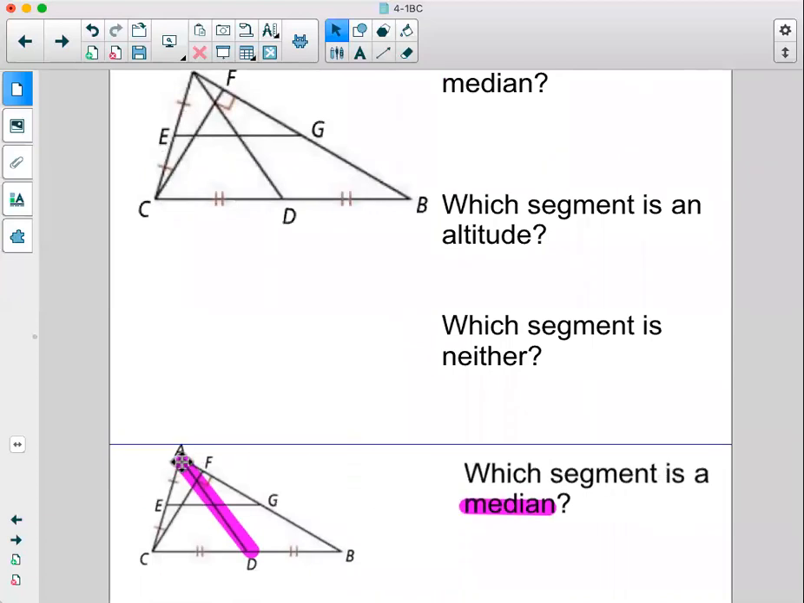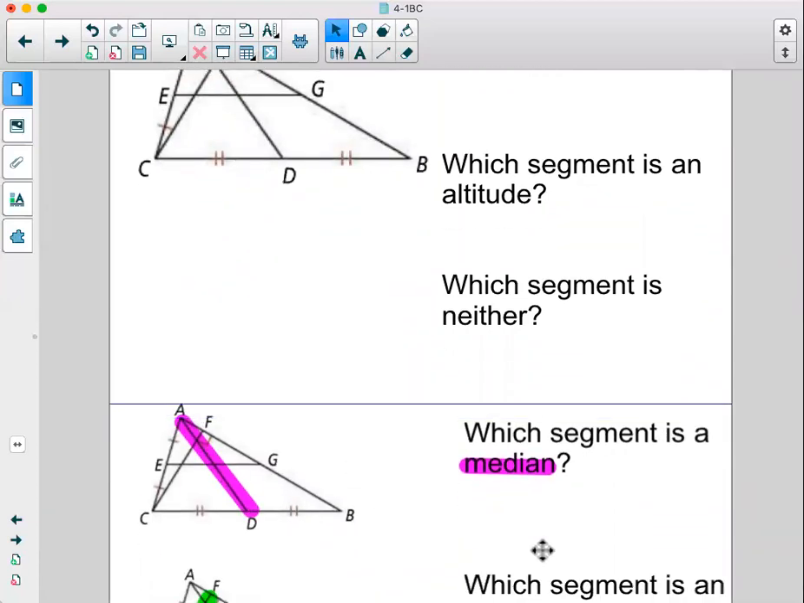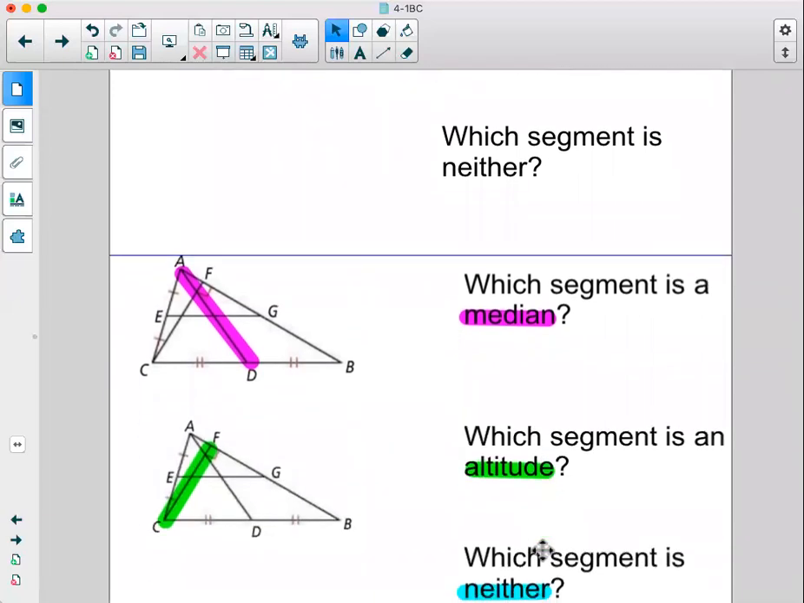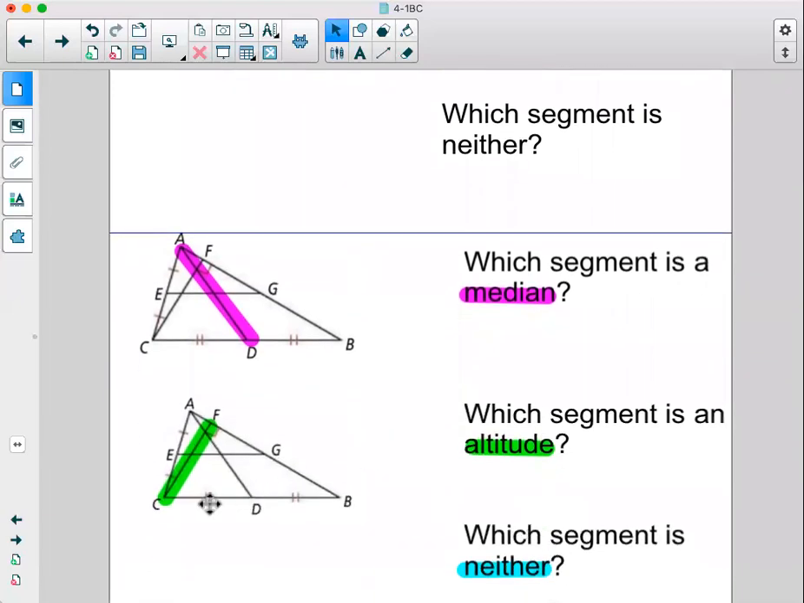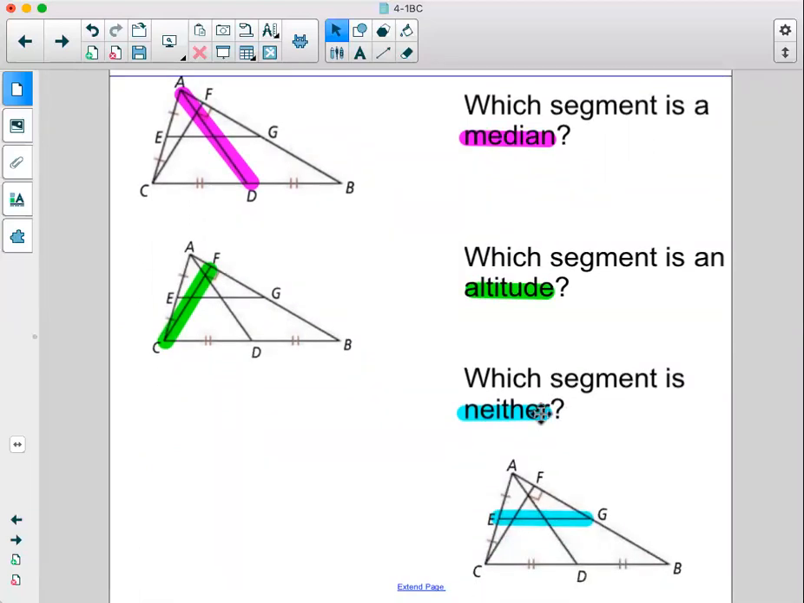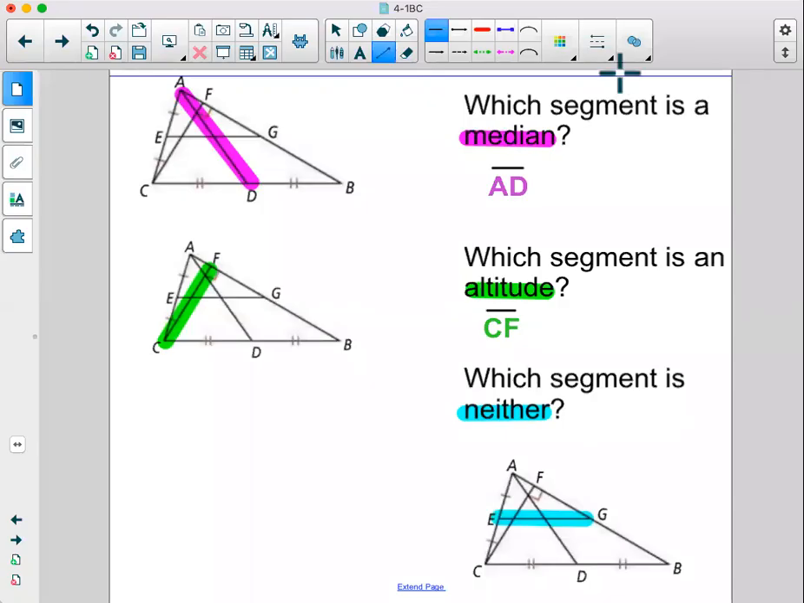A median goes from the vertex to the midpoint of the opposite side, so AD. An altitude goes from the vertex and makes a right angle with the opposite side. And in this case, EG is neither. So you can see that our median is AD, our altitude of ABC is CF, and EG is neither, because it goes from midpoint to just some random point on the side. It doesn't say anything specific about G.